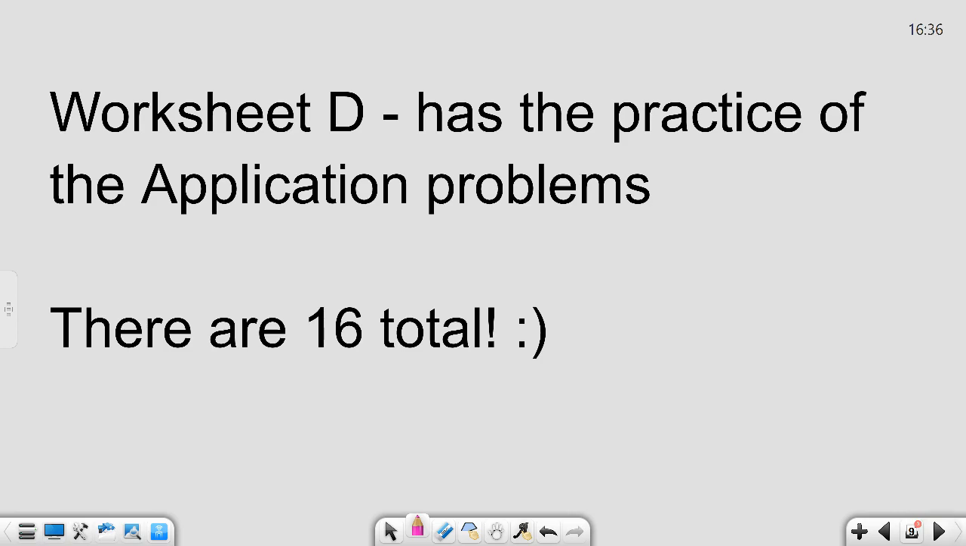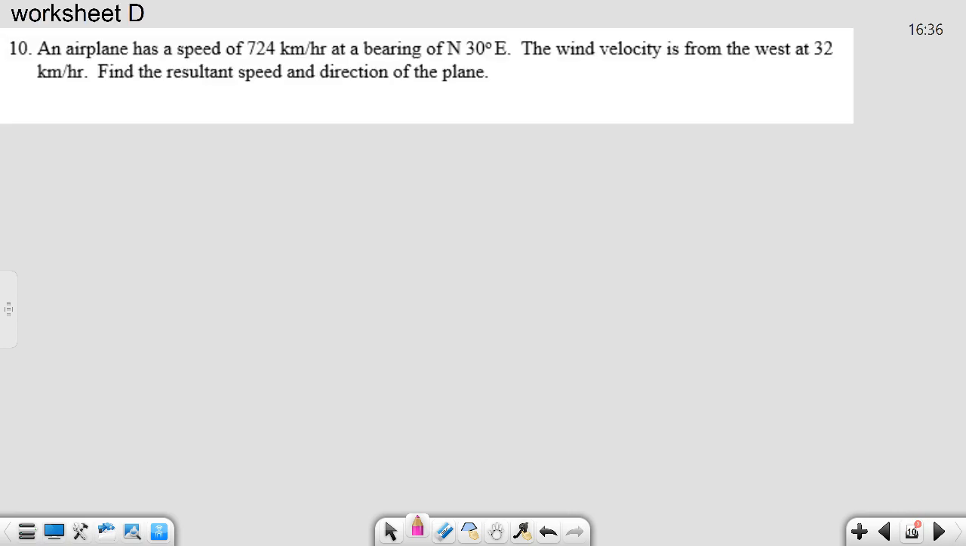Here we go, gang. All right, number 10 from worksheet D. An airplane has a speed of 724 kilometers per hour at a bearing of north 30 east. Remember, bearings are different. Got to graph that correctly. And the wind velocity is from the west at 32 kilometers per hour. Find the resultant speed and the direction of the plane.